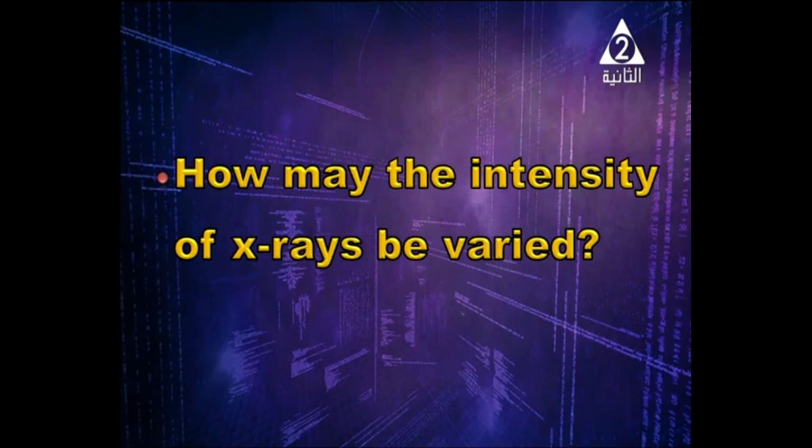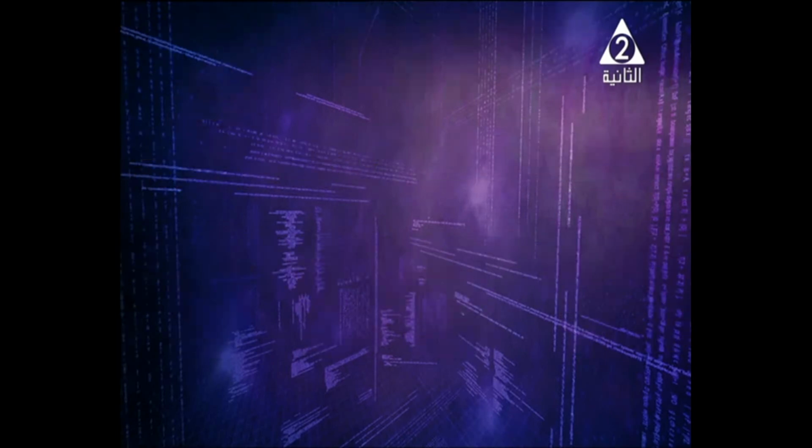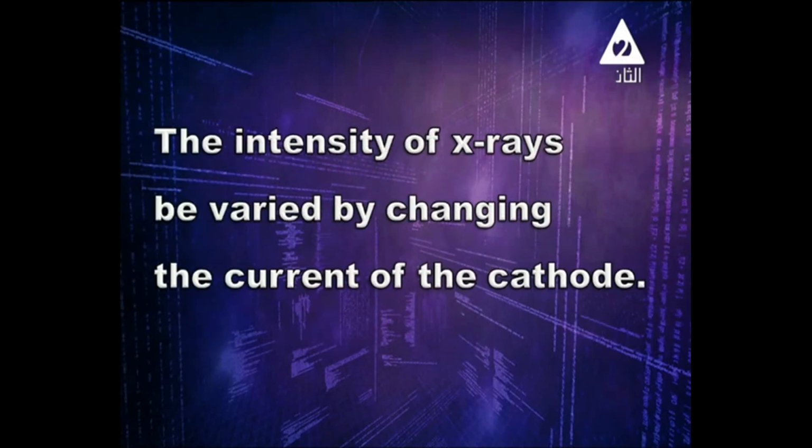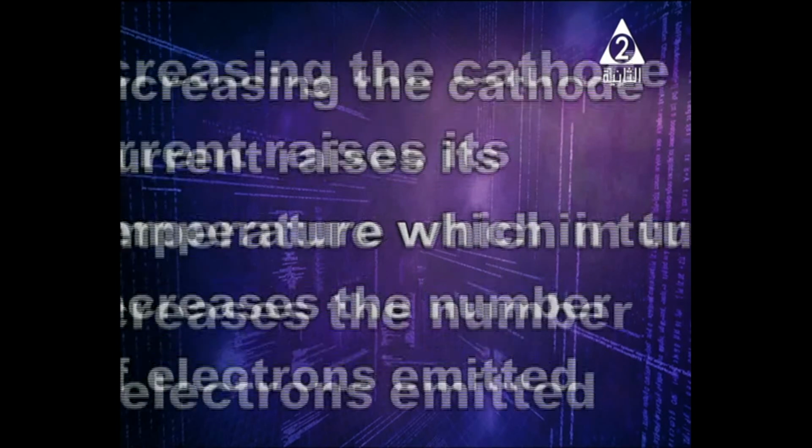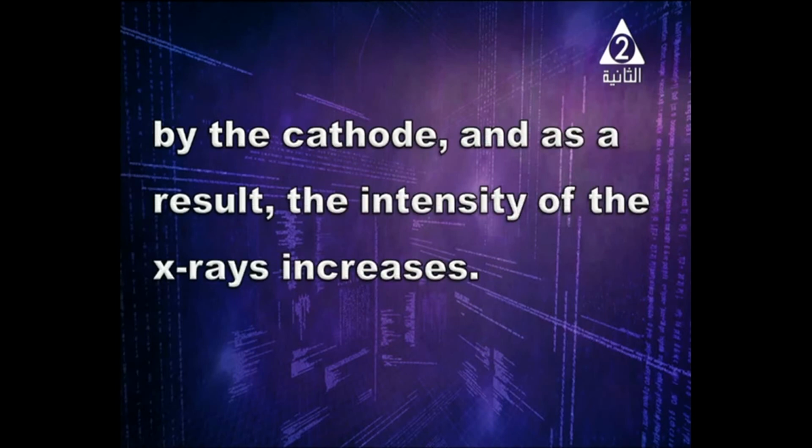Another item on the same question: how may the intensity of X-rays, intensity, not penetration power, be changed, be varied? Okay, intensity of X-rays can be varied by changing the current flowing through the cathode. Increasing the cathode current raises its temperature, which in turn increases the number of electrons emitted from the cathode. And as a result, the intensity of the produced X-rays increases.